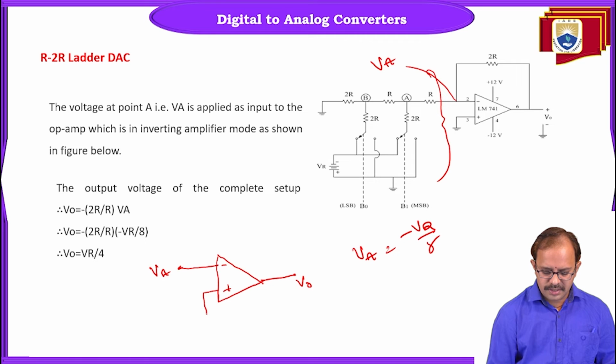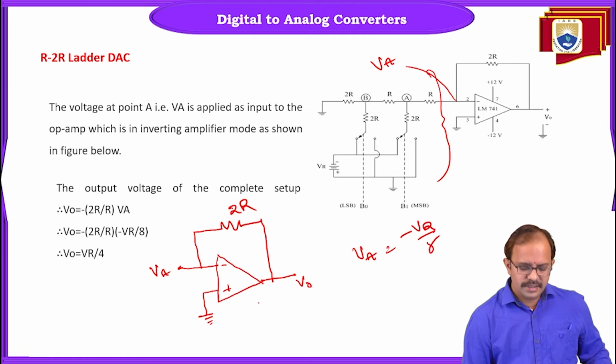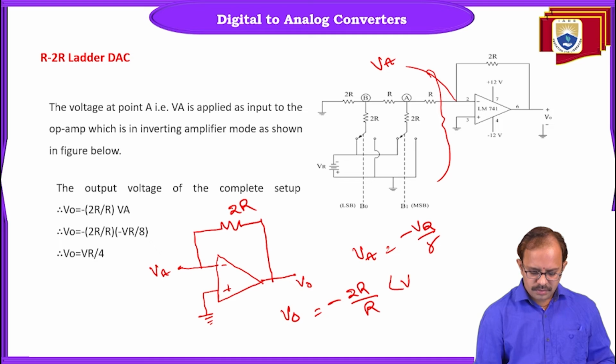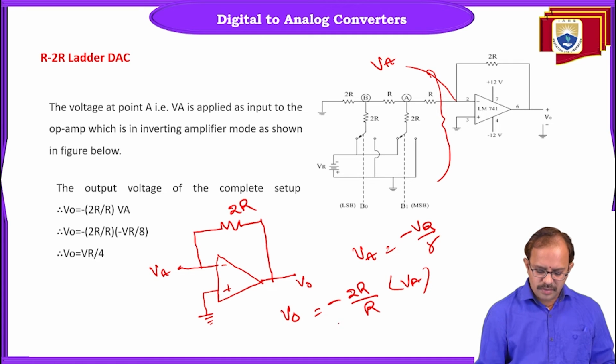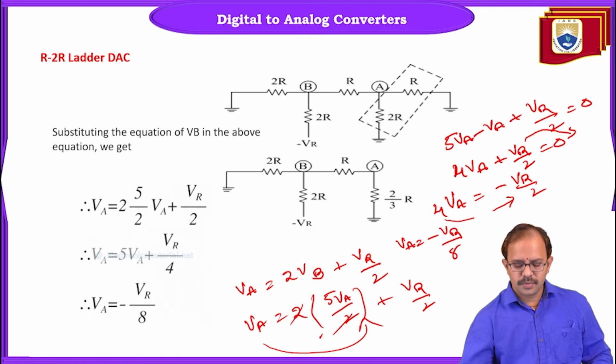Of course, this non-inverting terminal is connected to the ground, and here will be the output through the feedback resistance 2R. Right, with this we can define V0. Now what is V0? Since it is an inverting amplifier, V0 can be written as minus 2R by R into VA. So what is VA now? VA equals minus VR by 8. So this is what we determine for VA, minus VR by 8.